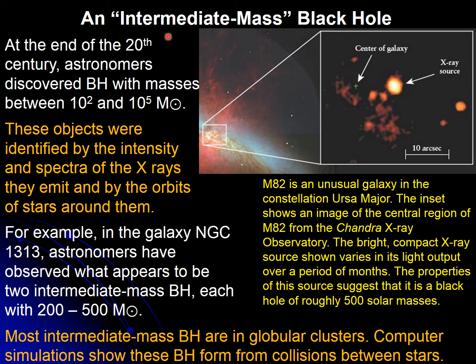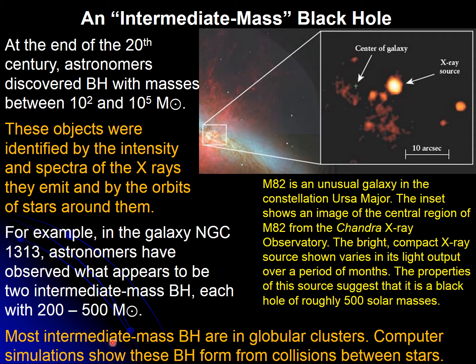Moving down in mass from the supermassive down to the intermediate mass black holes, we again see that they lie in the range of 100 to 10,000 solar masses. And these objects have also been identified by the X-rays that they produce. This is one example in which there is a strong X-ray source in M82. And of course, all the X-ray sources are located with the Chandra. And in this case, the black hole is supposed to be about 500 solar masses.